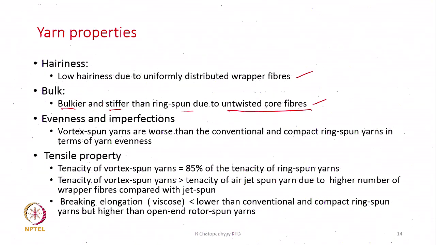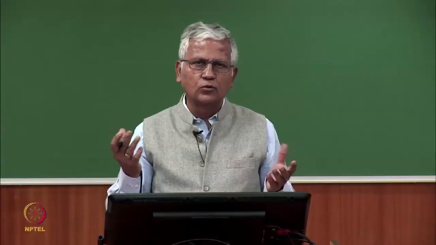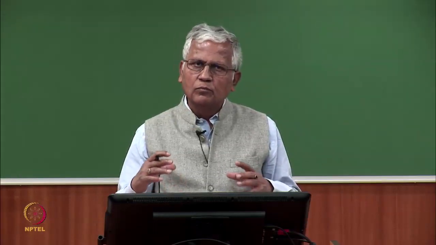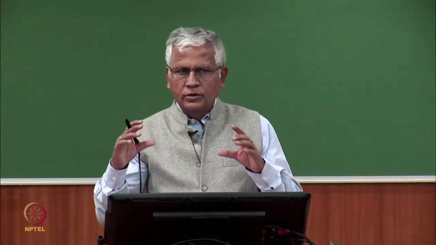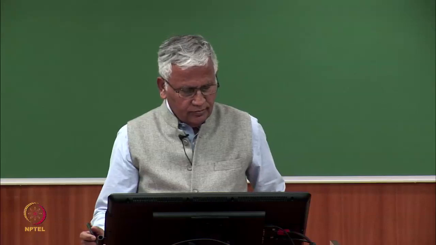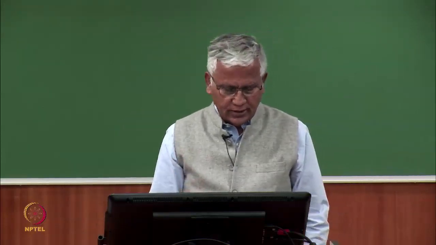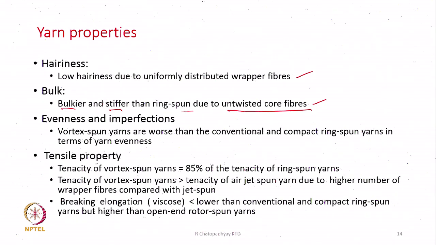So, if wrapper fibers increase, if more loose wrappers are there, the yarn may not be stiff. But if more tight wraps are there, then the yarn will be stiffer. That means flexural rigidity is going to increase. Here stiffness is basically with respect to flexural rigidity, and this is also true in the case of tensile, the initial modulus.